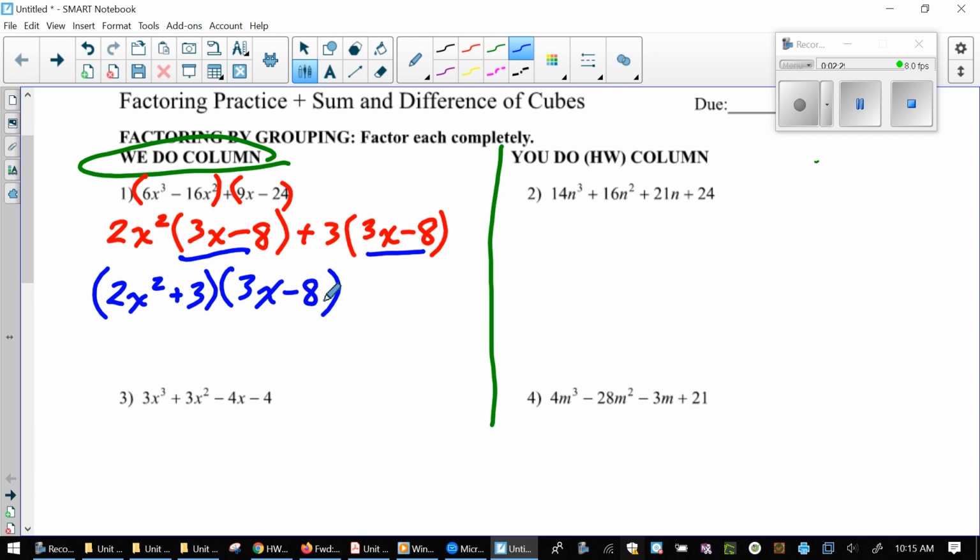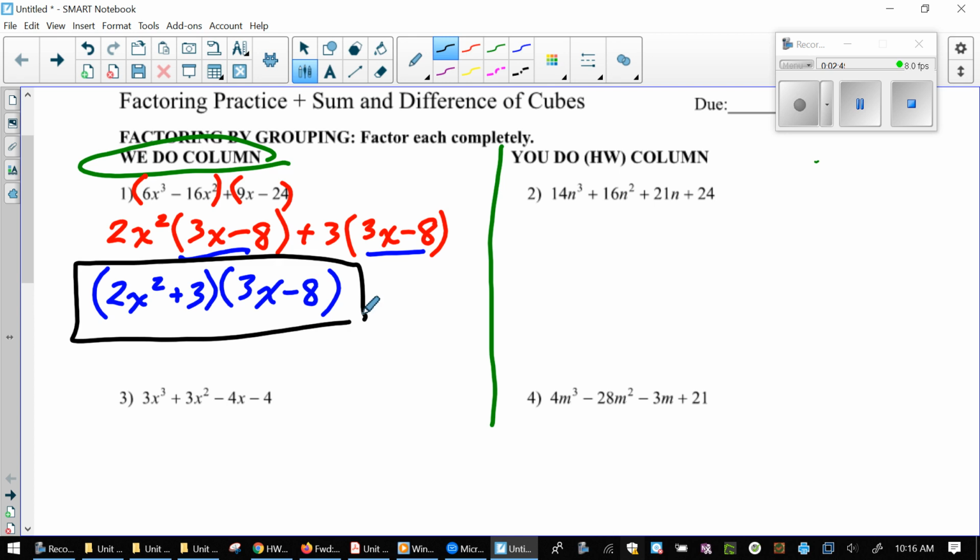Think about doing this backwards now. If you were going to distribute 2x squared times 3x, that's right here, 2x squared times 3x. 2x squared times negative 8, there's your 2x squared times negative 8. 3 times 3x, there's our 3 times 3x. And 3 times negative 8, there's our 3 times negative 8. And that's factoring by grouping.